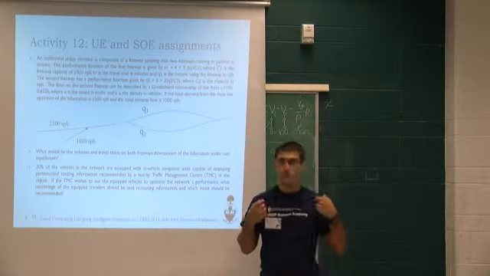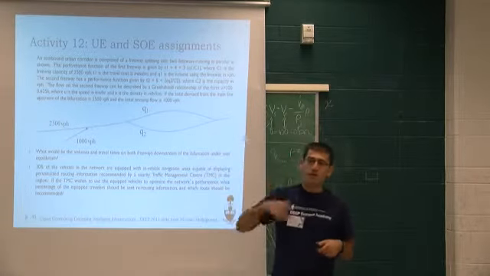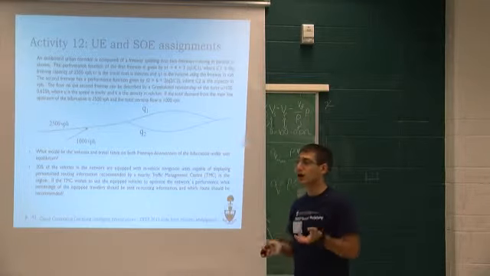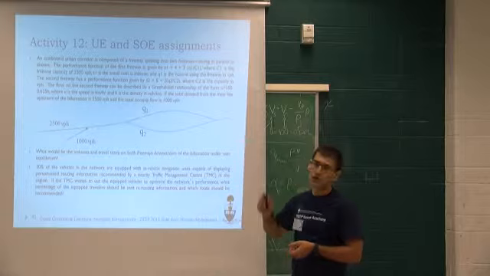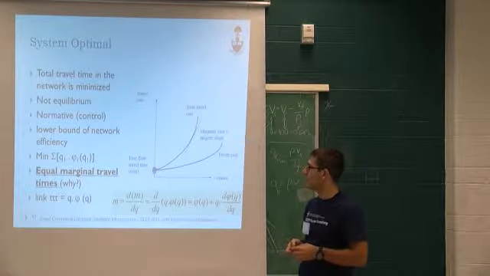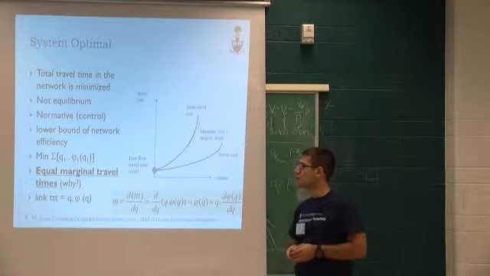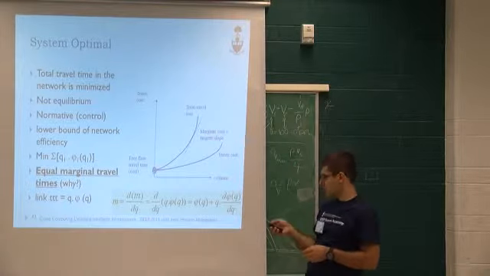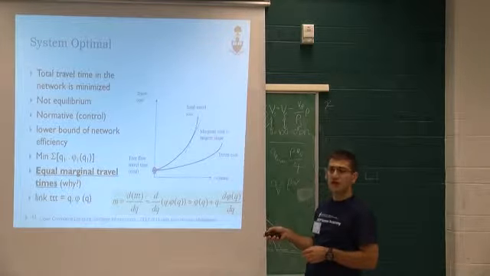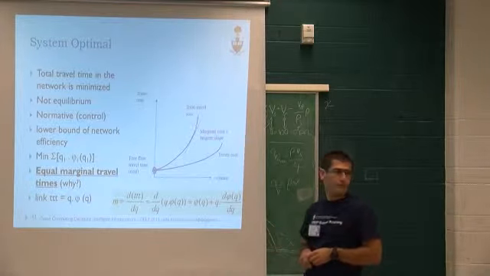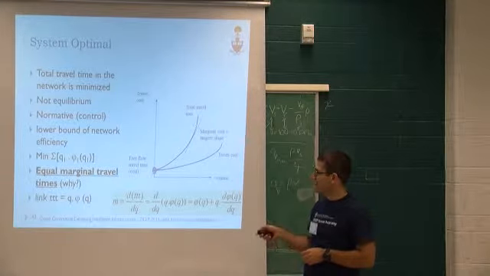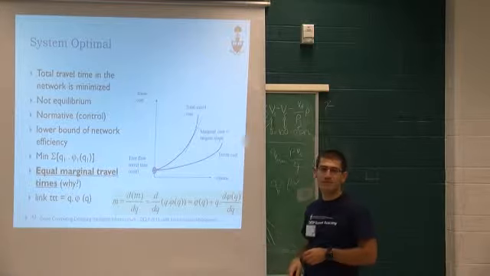Okay? So if you're solving this in terms of system optimal rather than user equilibrium, what would Q1 and Q2 be? To remind you of the system optimal analysis, you have to have equal marginal times, and marginal times are defined as the derivative of the travel time with respect to Q. Okay? If you don't know how to solve derivatives, I'll come and help you. So it's the derivative of travel time in terms of Q.